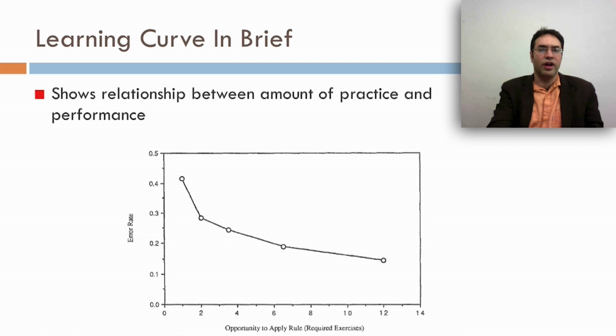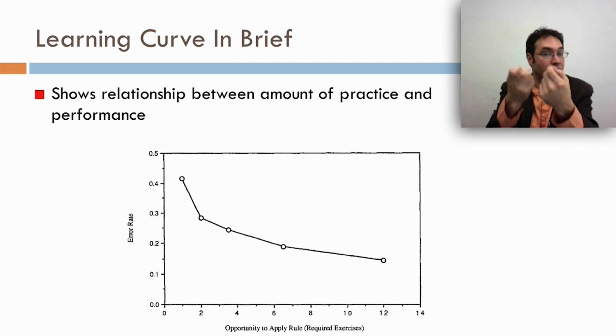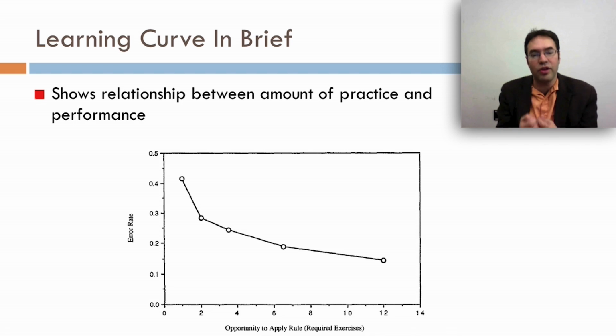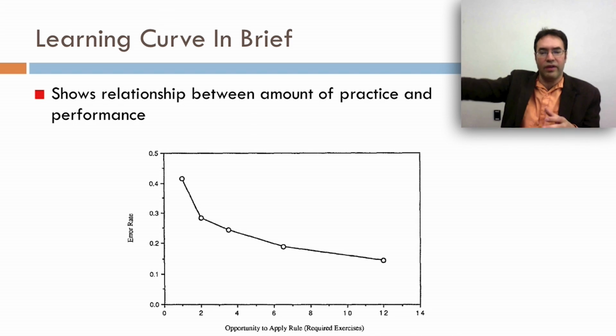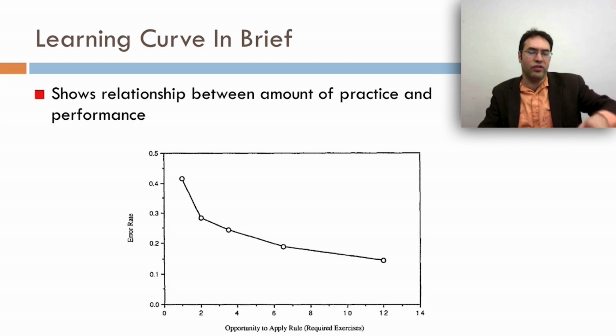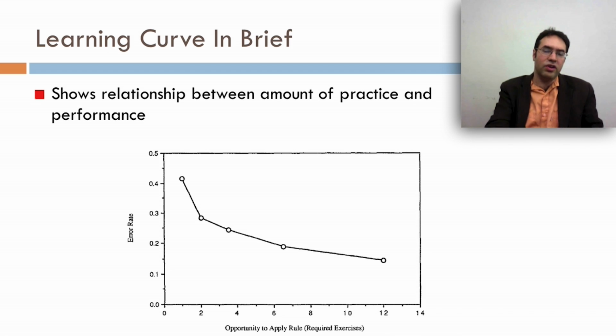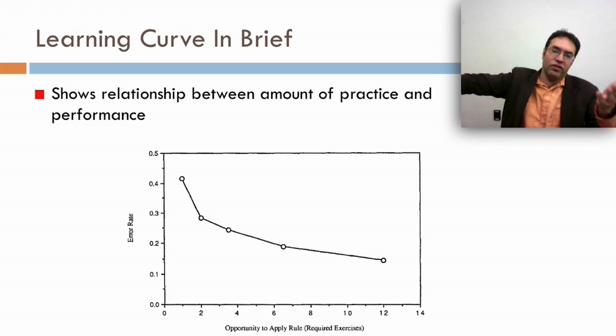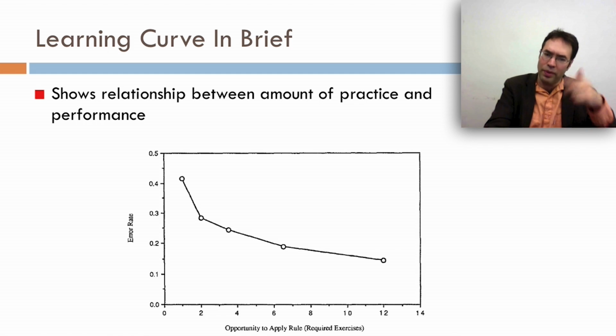The learning curve shows the relationship between the student's amount of practice, the number of opportunities the student had to demonstrate or to learn a skill, and their performance. On the x-axis, we have how many opportunities the student has to learn the rule. On the y-axis, we have the error rates. Incidentally, this classic graph comes from Corbett and Anderson 95. You can see that the error rate goes down as the student practices more, and you kind of hope that would be what happens.